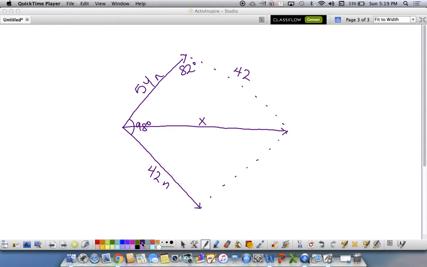Okay, can we find x? Of course we can. X squared equals 42 squared plus 54 squared minus 2 times 42 times 54 times cosine of 82 degrees. So I'm going to plug all that in. 42 squared plus 54 squared minus 2 times 42 times 54 times cosine of 82. I check, make sure I have all of the same numbers. I get something like 4048.7, etc., etc. That's my x squared.